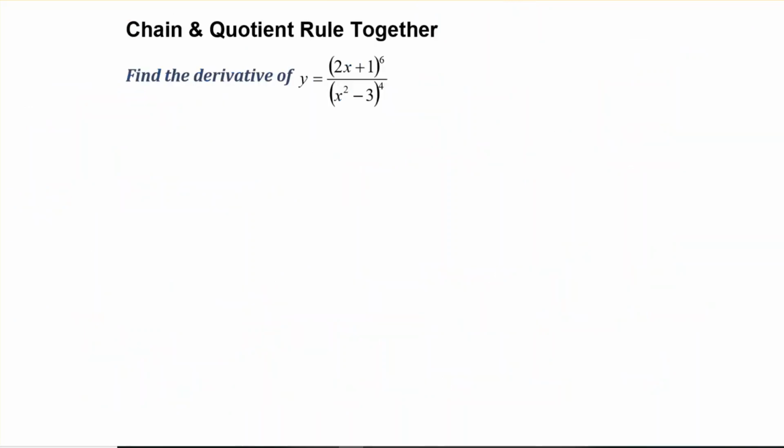So in this one, you will notice that you have some expression u on the top and some expression v on the bottom. So you have u over v form. And if you remember, we learned that derivative of u over v is, remember, this is your low, this is your high.